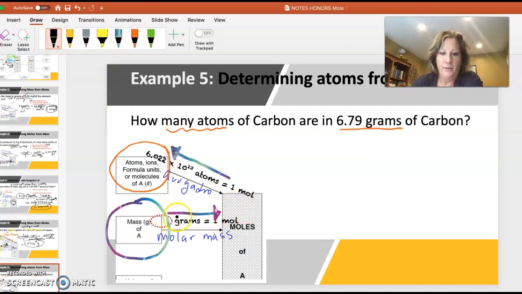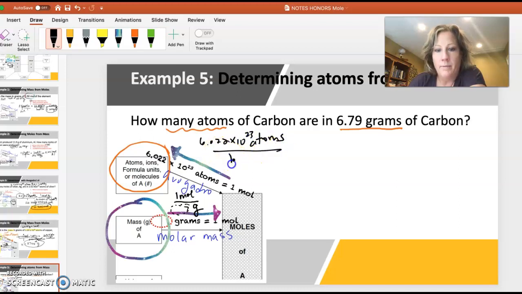When I go this way, I'm going to want to have the 1 mole on the top, and the molar mass, I'm going to leave it like a circle, grams on the bottom. Then I will be in moles. Then I'm going to go this way, and I'm going to have Avogadro on the top over 1 mole. So let's set it up.